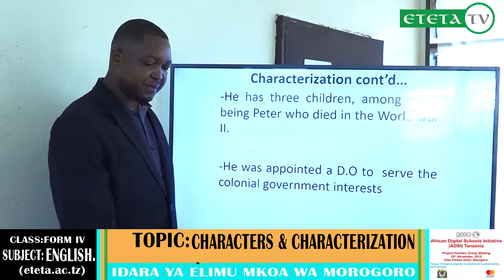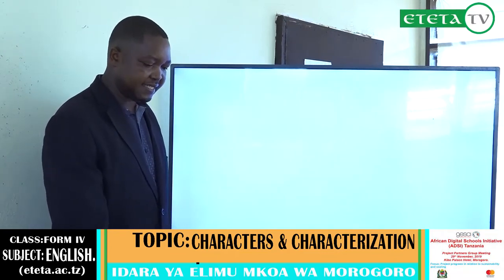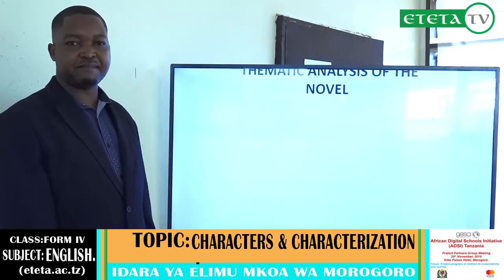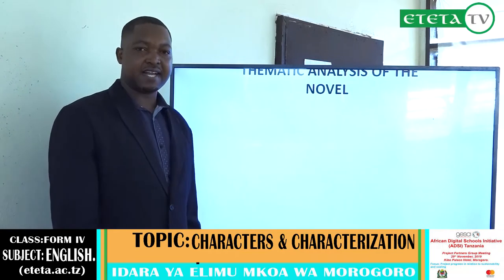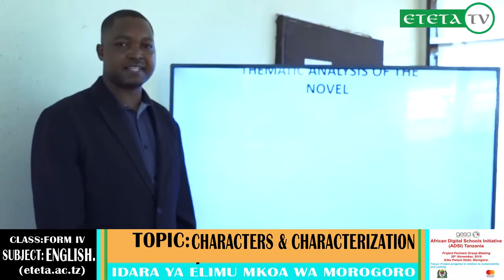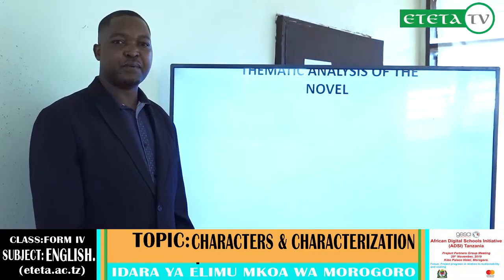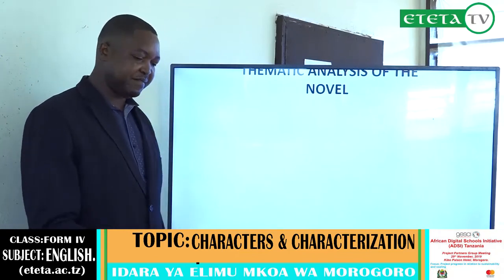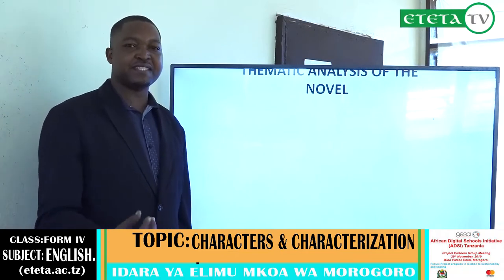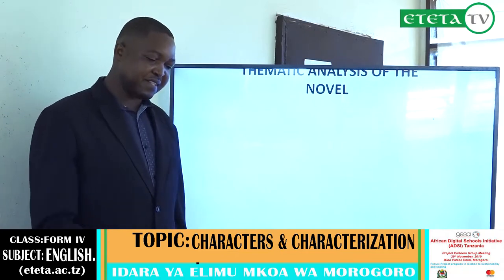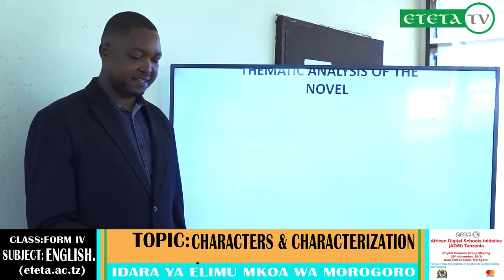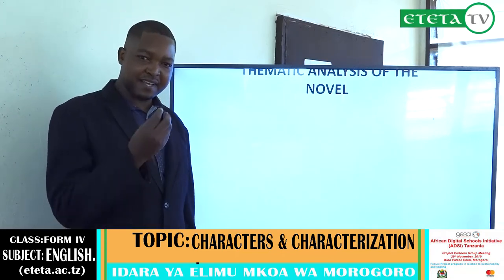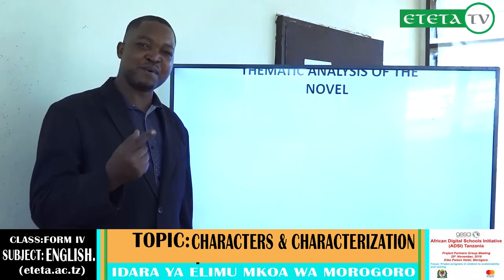So having gone through the characters, let us now look at the thematic analysis of the novel. Here we have to use the themes which are found in the novel Weep Not Child. What are the themes which can be found in the book Weep Not Child? But before we proceed with the thematic analysis of the novel, maybe it's better to have a clue what is meant by Weep Not Child.